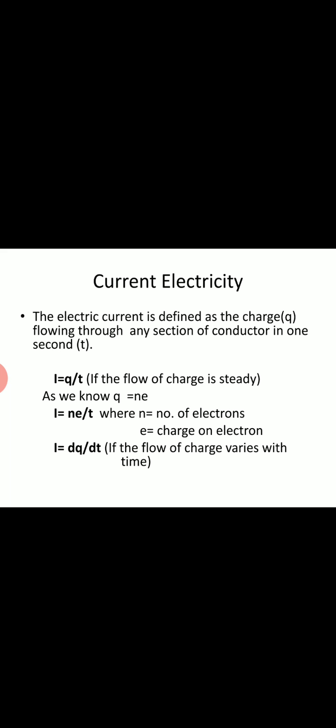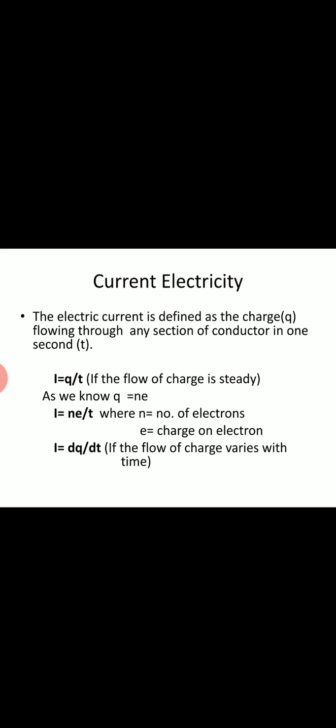What do you understand by electric current? All of you must have read earlier that electric current is nothing but the flow of charges. But to be very precise, electric current is defined as the charge flowing through any section of a conductor in 1 second. In mathematical form, I is equal to Q by T, where the flow of charge is steady. Here I represents the current, Q represents the charge, and T is the time for which the charge is flowing through it. Now, we can write it in another form.